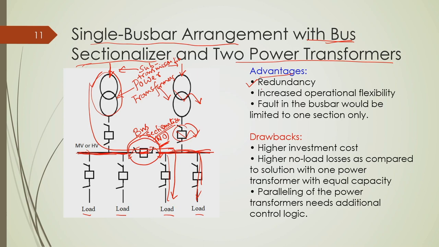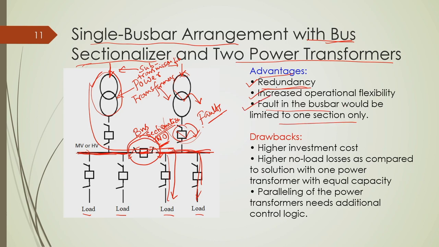So, that is the advantage, that is why it has better reliability and better operational flexibility. If any sort of fault happens in this power transformer or in this breaker, you can isolate either this section or that section and go for maintenance, and thereby you keep this bus sectionalizer on and make this circuit so that you can bring power from the other transformer. So, the fault in the bus bar would be limited to one section only.